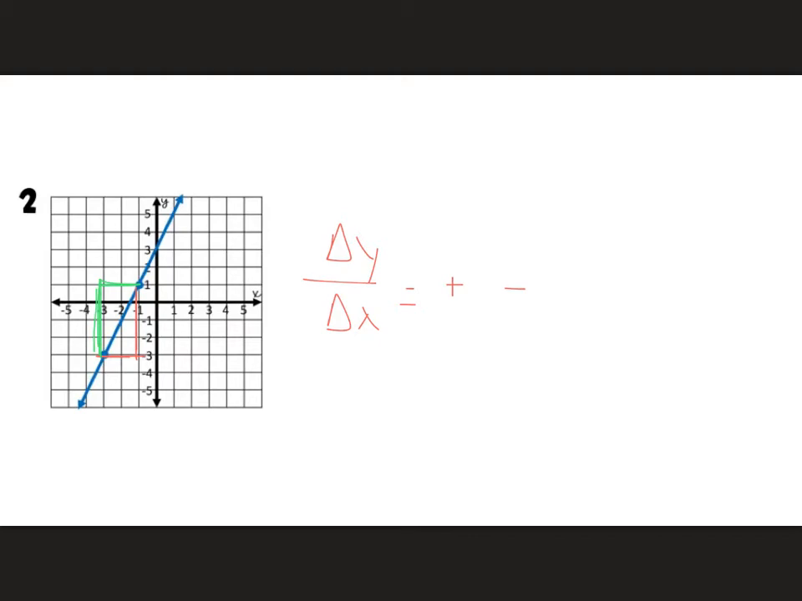I'm going to find my change in y. That's my vertical change. So my change in y here is 1, 2, I can't see, 1, 2, 3, 4. So 4 over my change in x is 2. This does simplify, so this simplifies to 2 over 1 or just 2.